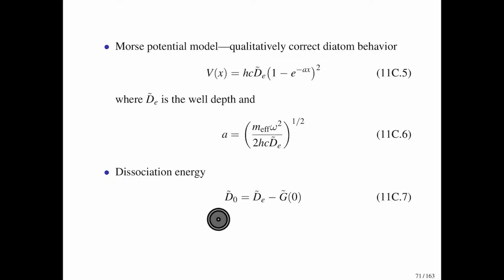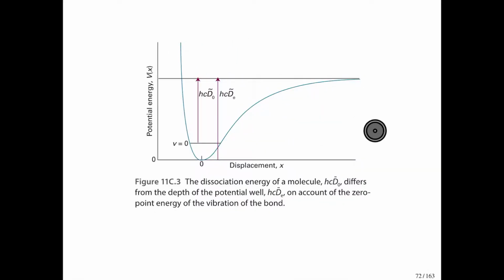The dissociation energy here is expressed, in units of wave numbers, as the difference in energy between the dissociation limit and the zero-point energy of the harmonic oscillator. Remember that for harmonic oscillators, the lowest quantum number, upsilon equals 0, has a non-zero energy called the zero-point energy. So in order to dissociate the molecule, this D0 parameter represents the amount of energy that you need to put into the molecule in order to break the bond.